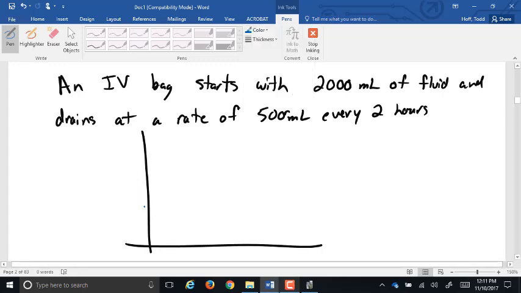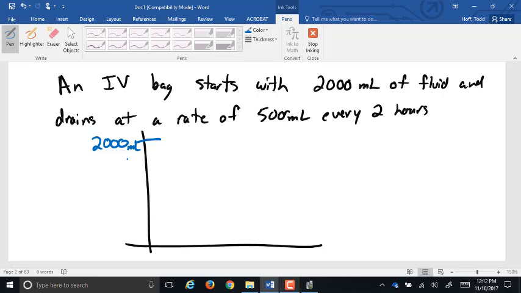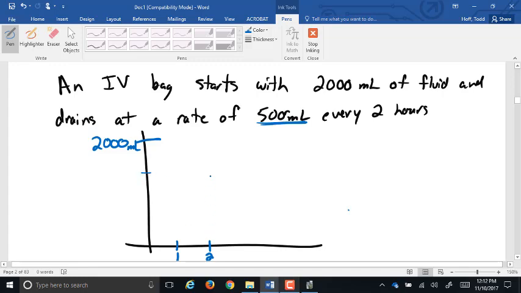Where are we going to start here on the y-axis? 2,000, right? That y-intercept, that's exactly what you said. That y-intercept is the starting point. And then our slope is a rate of change. It goes down by 500 milliliters every 2 hours. So at 2 hours, we've gone down 500 milliliters. So that's going to be at 1,500.